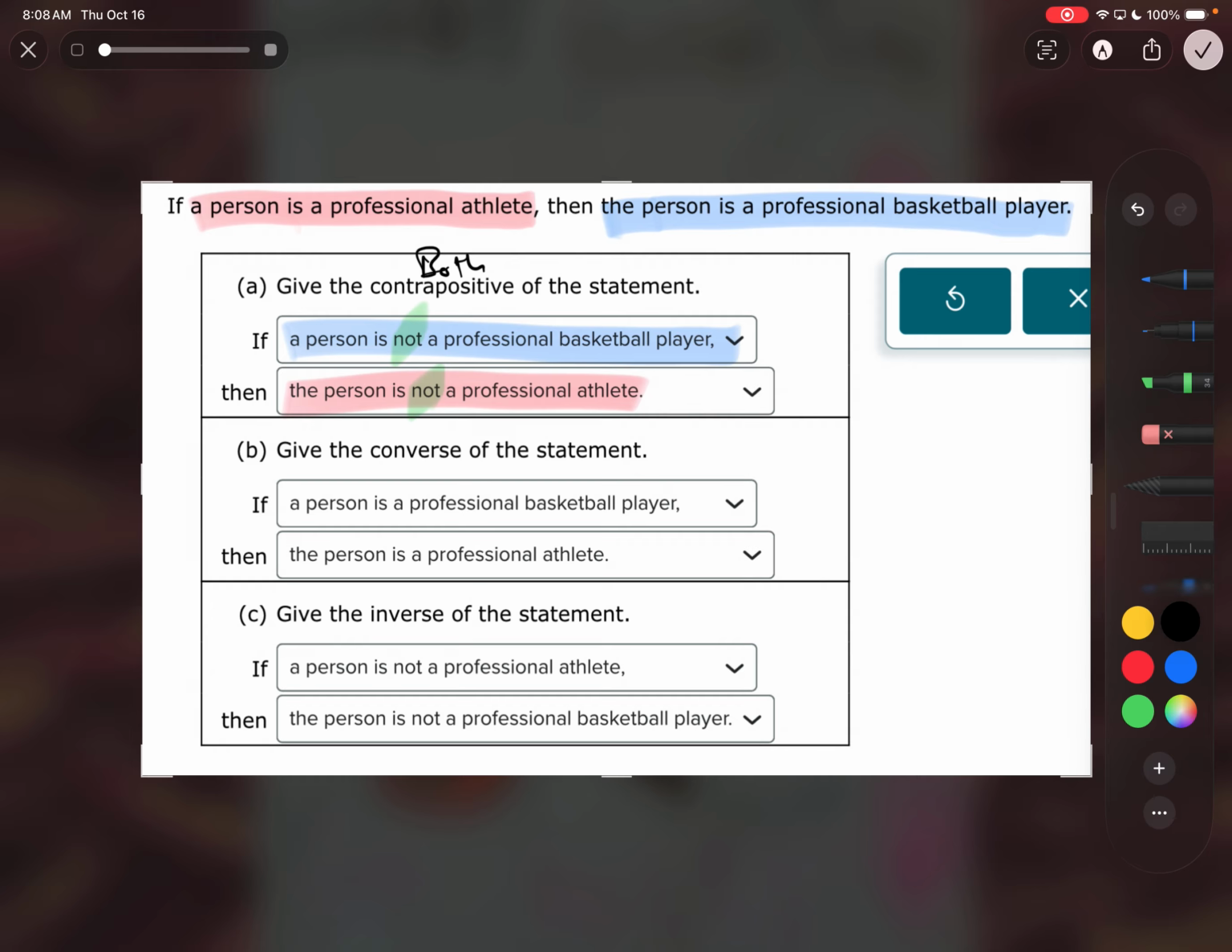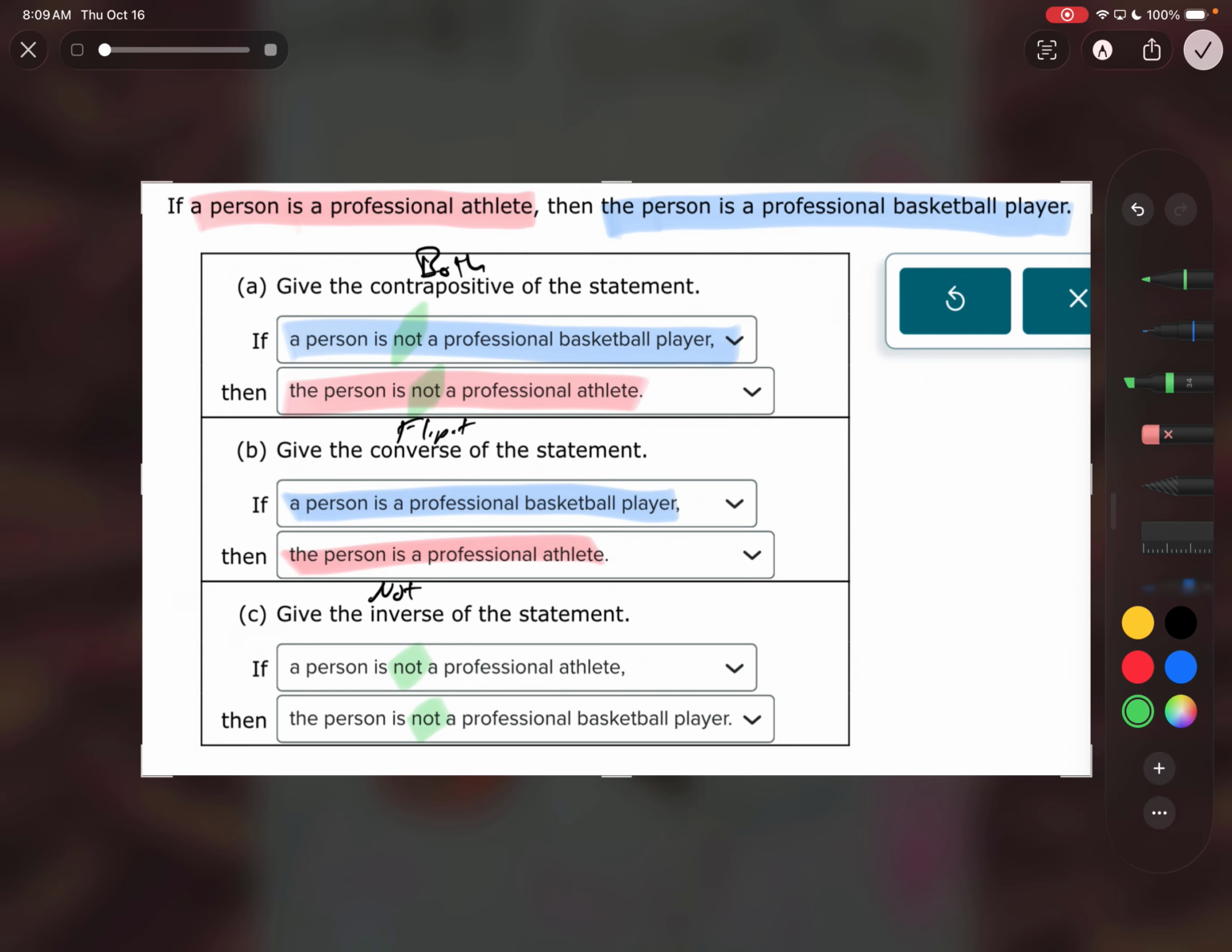The converse would be you flip it. So just flipping it, we just put if the person is a professional basketball player, then the person is a professional athlete. And then the inverse, you put the nots in there. So all we're doing is keeping it the same. If the person is not a professional athlete, then they are not a professional basketball player.